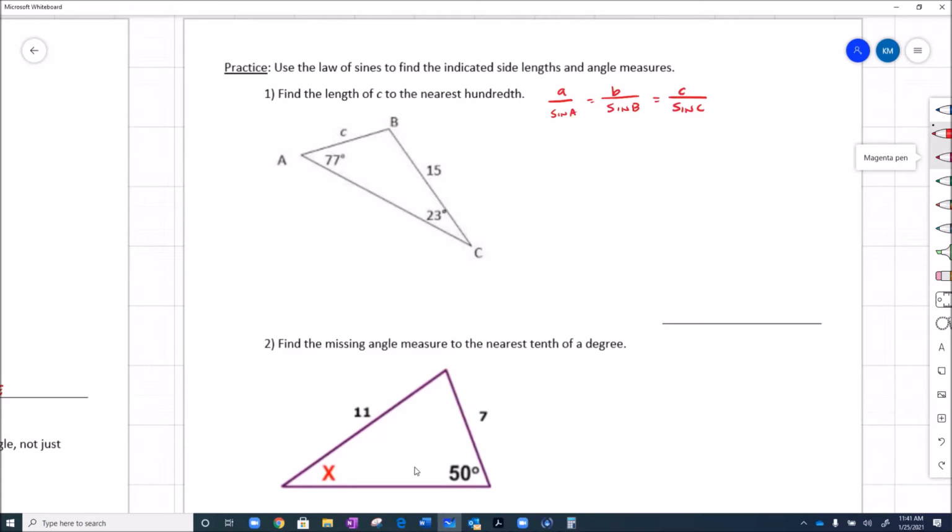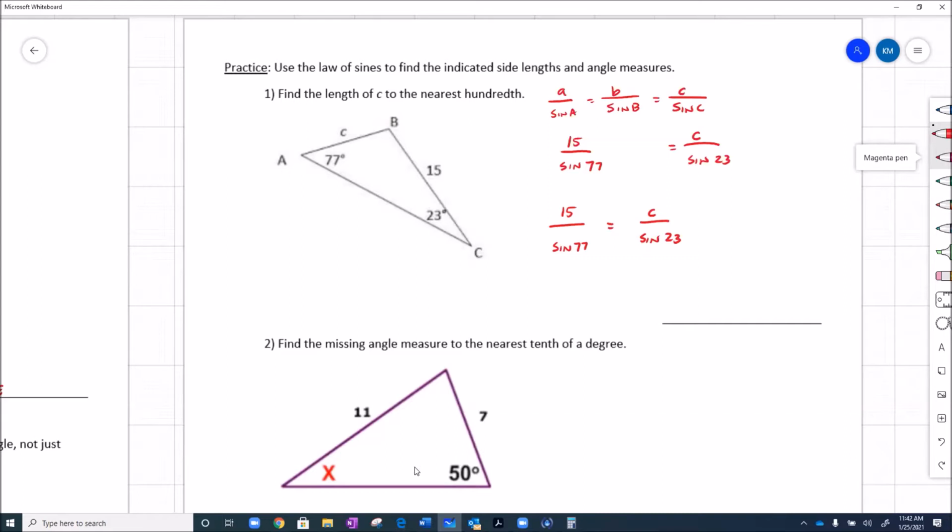Okay, so in this problem, you'll notice that we want to find c, and we're given the angle for c. So if we plug in some stuff right now, we're not given anything about b. And for a, we're given a, which is 15, and we're given sine A, that angle is 77. Okay, so now we have this completed ratio, and so we can use the law of sines to find out what c is. Because the law of sines tells us the ratio of 15 over sine 77 should equal c over sine 23.